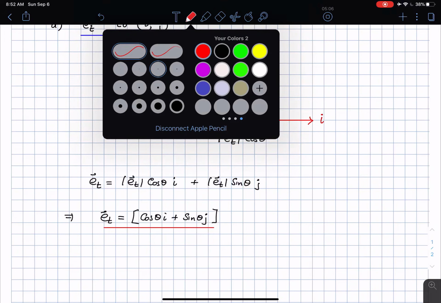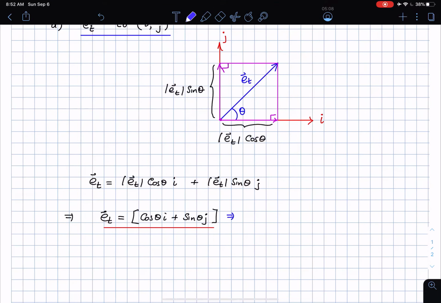So this is the transformation of et into the ij system.